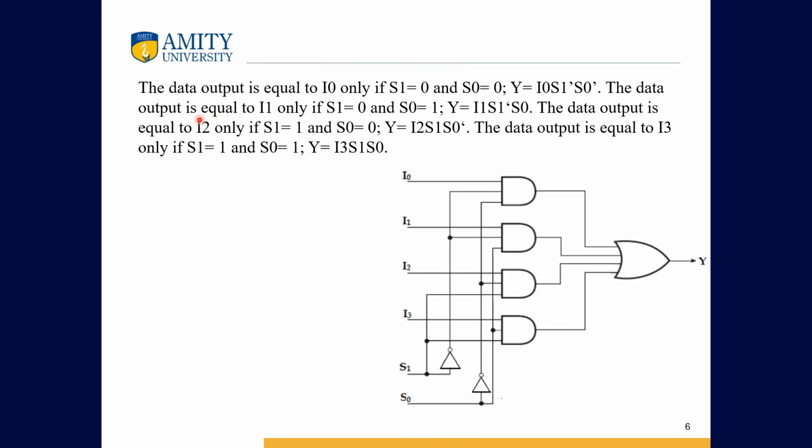We have a question here which says the data output is equal to I0 only if S1 is 0 and S0 is 0. So if both are 0, the output is I0, and hence the equation is I0 S1' S0'. This means that I0 is 1, and S1 and S0 are 0. The data output is equal to I1 only if S1 is 0 and S0 is 1.